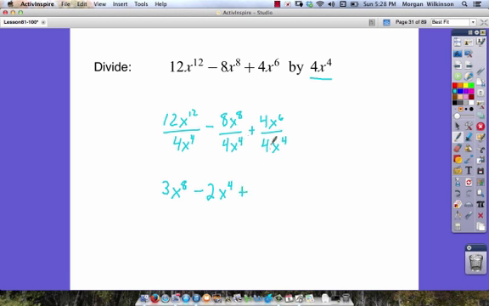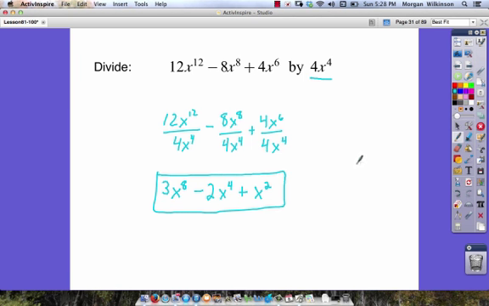Then we're going to add. 4 divided by 4 is 1. We could write that if we want to, but we don't have to. Plus x to the 6 minus 4, that's 2. So we get x to the 2nd power. And now we've got our final answer.